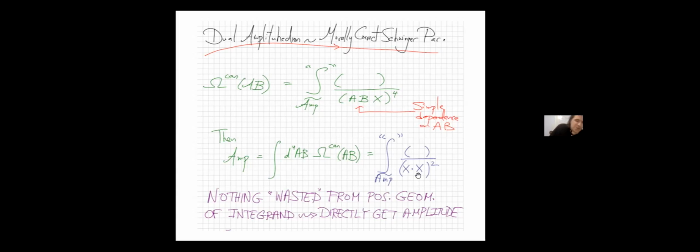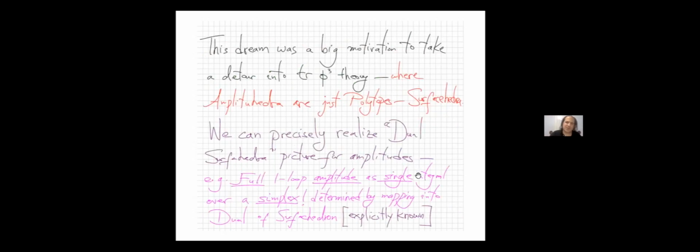And of course, this would be wonderful because then nothing would be wasted from the positive geometry of the integrand. In fact, by finding the most intrinsic representation of the positive geometry of the integrand, that would also give you the amplitude, or at least loop order by loop order would give you the amplitude. So it's obvious why this is an attractive thing to hope for.